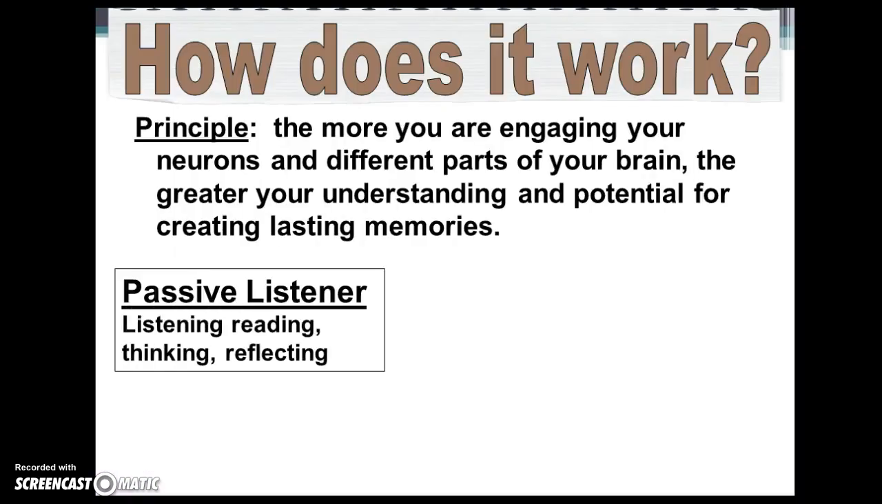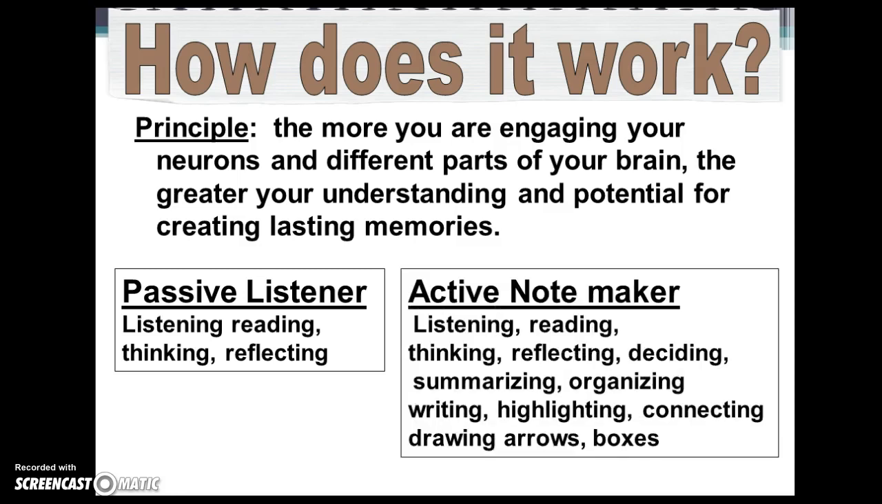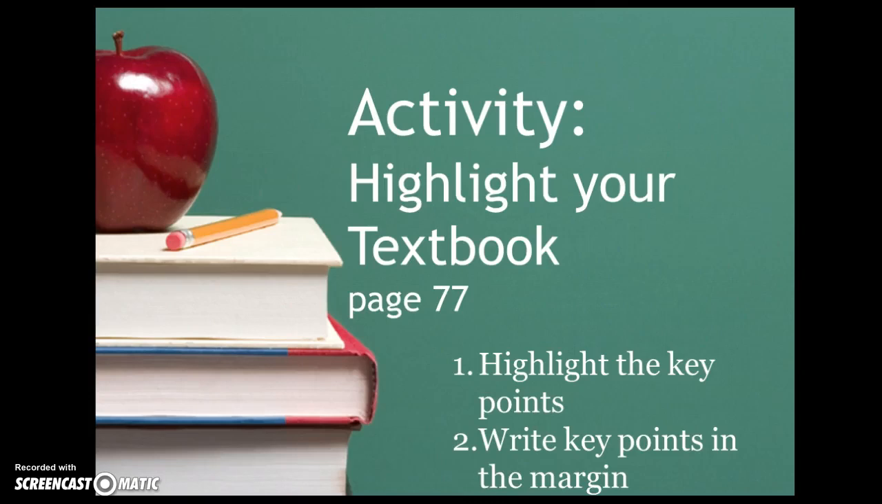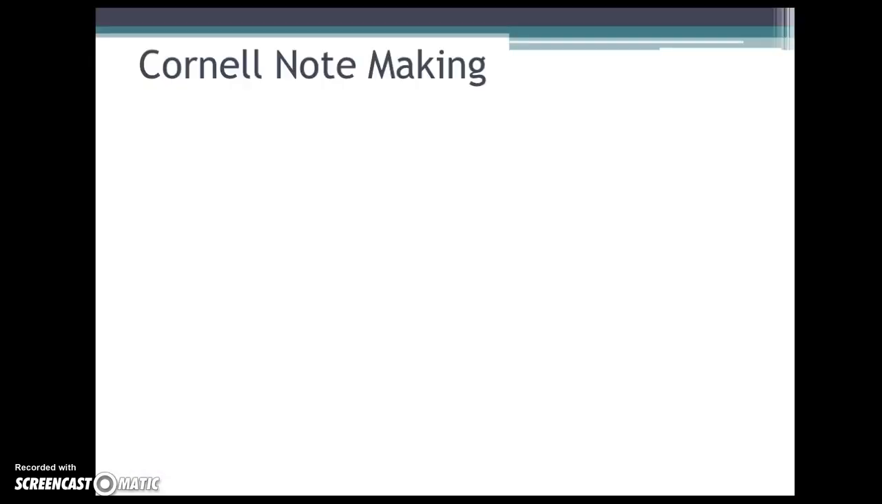How this is working is that you're actually engaging your neurons to choose what you want to read or what you want to listen to. So active note making, and highlighting is an example, is you're reflecting, you're deciding, you're organizing, you're connecting thoughts, you're making boxes. Highlighting correctly will help you do that, because you want the information to go into your long-term memory, not get dumped out of short-term memory. So we're going to be practicing that.